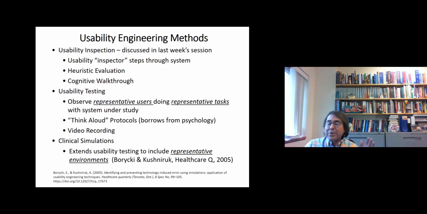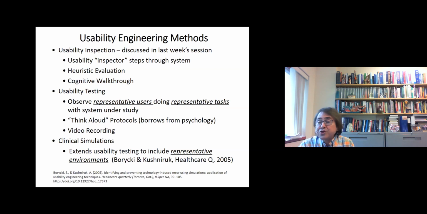Okay, so back to usability engineering method. Last week, we talked about usability inspection. Now, to keep it clear, the inspection was not observing users. The inspector stepped through the interface when we did the heuristic evaluation and cognitive walkthrough. Today, what I find the most interesting is how we observe users actually using a system. And the definition I'm going to give for usability testing simply is observing representative users, doctors, nurses, for example, of an EHR, for example, doing representative tasks.